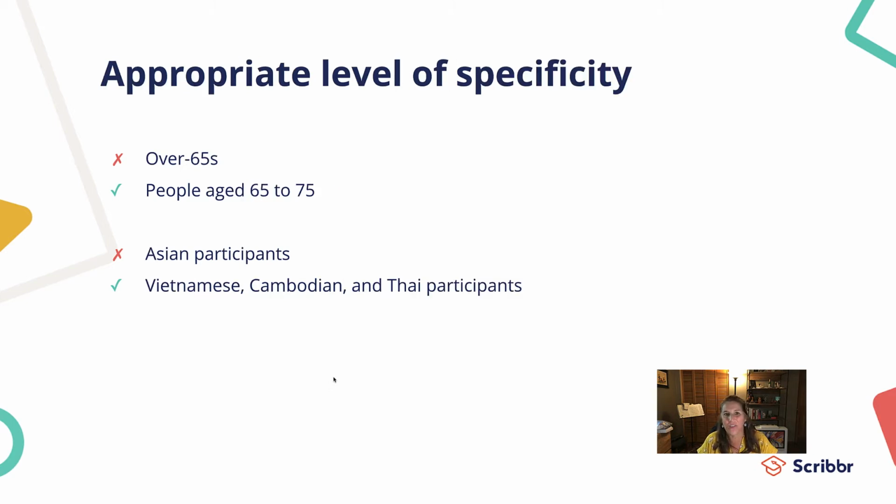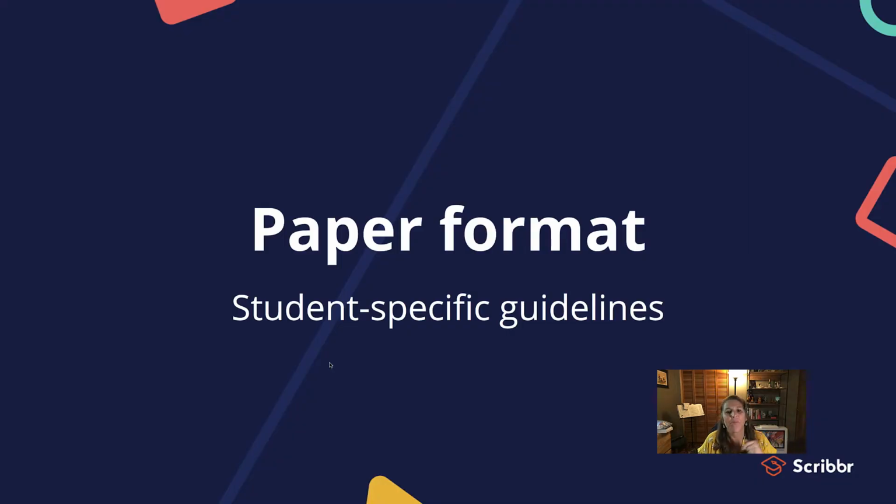Here's also levels of specificity. Be specific, not just anyone over 65, but people aged 65 to 70. Not just Asian participants, but Vietnamese, Cambodian, and Thai. Tell us specifically in those languages. So there's a couple new things.